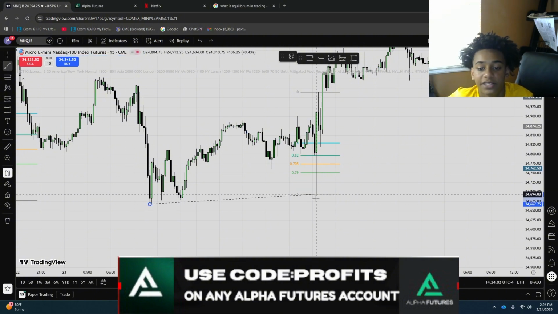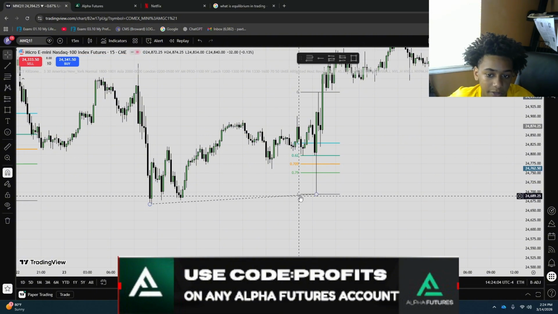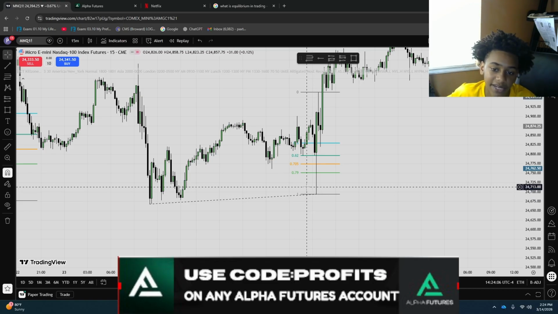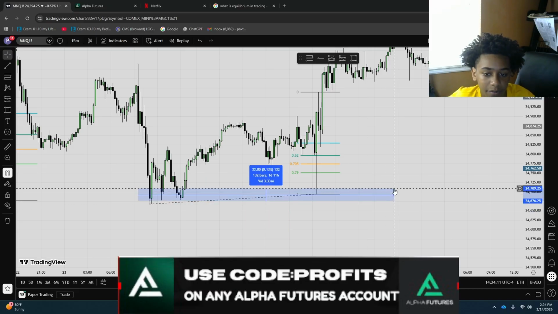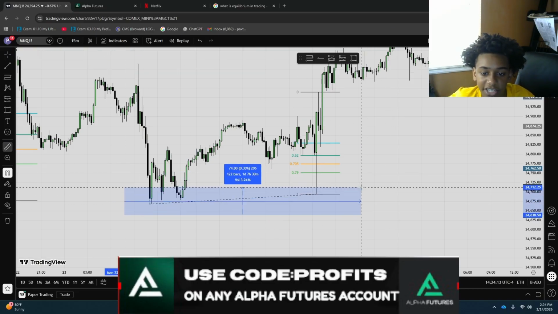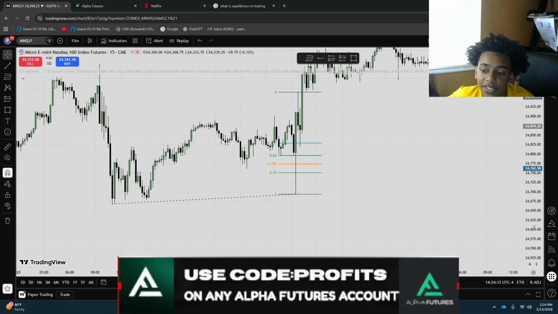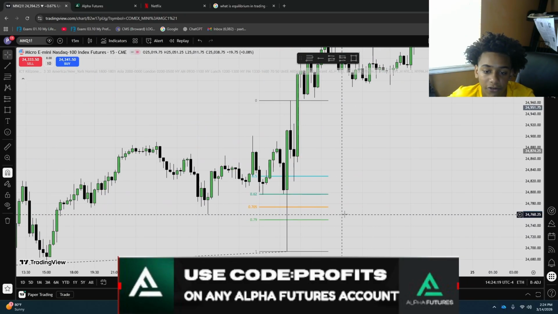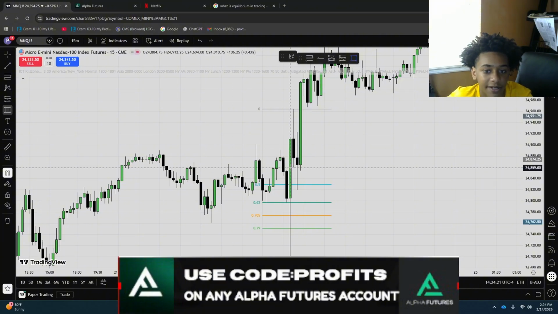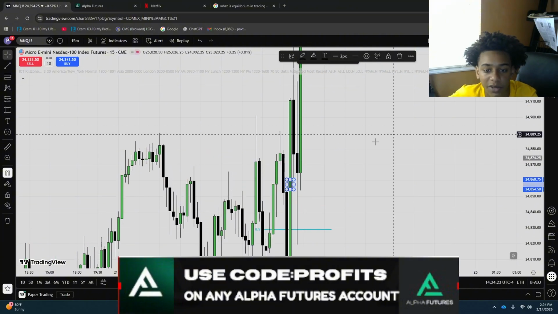Look, right as the New York session opens, at 9:30 a.m., we immediately manipulate down to these lows, making a bullish SMT, right? Bullish SMT right here. Then there's an imbalance in the range. So what do we do now? We form a 15-minute fair value gap right here. Beautiful fair value gap formation.